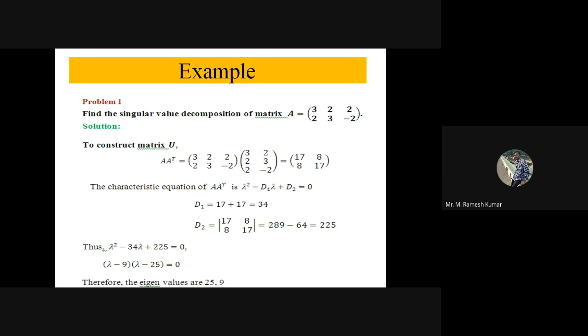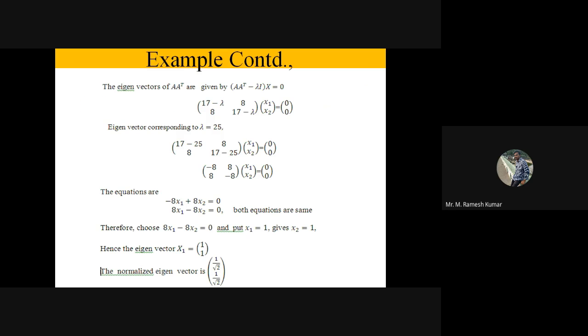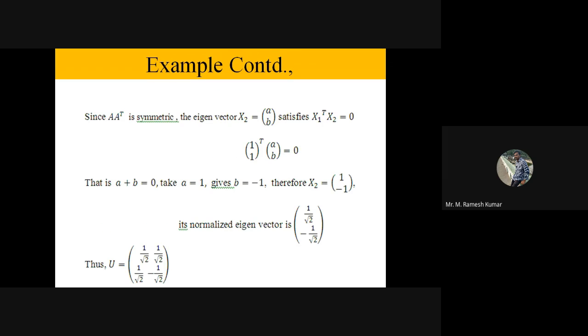Now we are going to find the eigenvectors. What is the formula for the eigenvector? (A A transpose minus lambda I) into x equal to 0. What is A A transpose? This matrix.